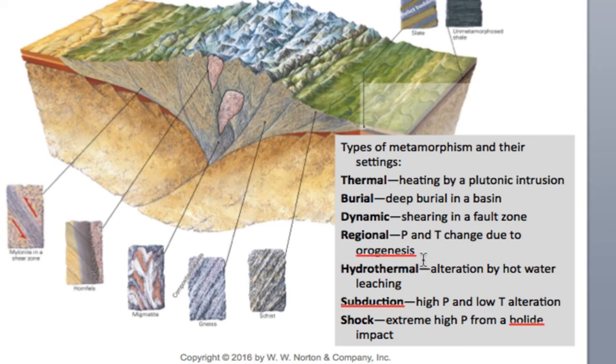And then hydrothermal is usually occurring at mid-oceanic ridges, where you're seeing hot fluids alter the rock in that region. Subduction, well, that's blueschist, right? High pressures and low temperatures, blueschist metamorphism. And then you might get meteorite impacts that'll come in and cause this metamorphism to occur, right? And so the key thing, you get these rocks called tektites and shocked quartz grains.